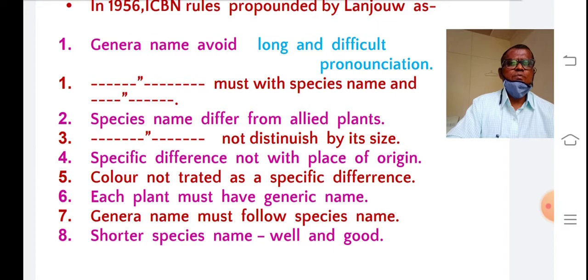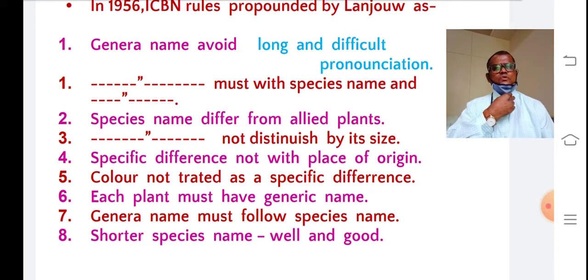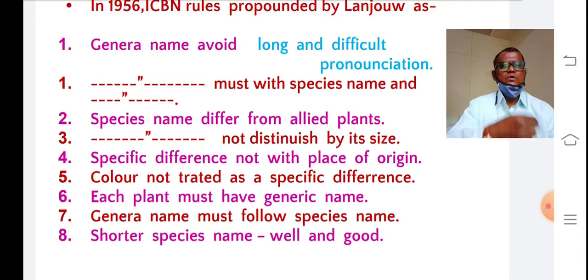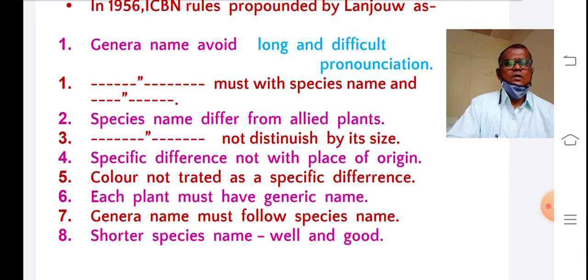The species name is not distinguished by its size. Size is not the criterion to give the species name. For example, suppose a plant is short, then we cannot call it shorty, or if a dwarf is there, dwarfy, like this one. So here the size is not considered.